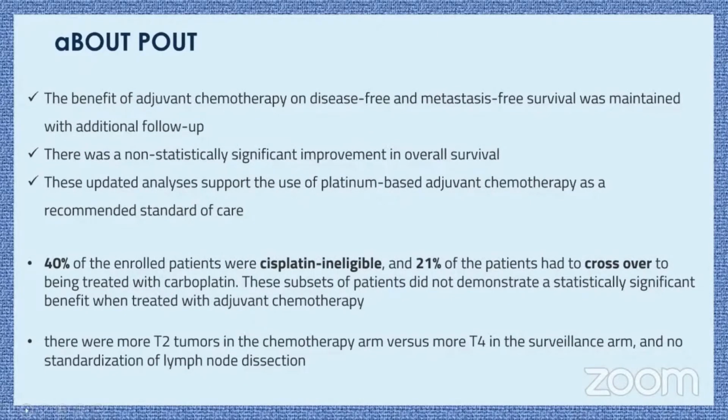So if you see the POUT study analysis, the benefit of adjuvant chemotherapy on disease-free survival and metastatic-free survival was maintained with additional follow-up. A non-statistically significant improvement in overall survival was also documented. This updated analysis supports the use of platin-based adjuvant chemotherapy as a recommended standard of care. 40% of the enrolled patients were cisplatin ineligible and were treated with carboplatin, and approximately 21% of the patients also crossed over to carboplatin. So if the patient is ineligible for cisplatin, we can use carboplatin in combination with gemcitabine.